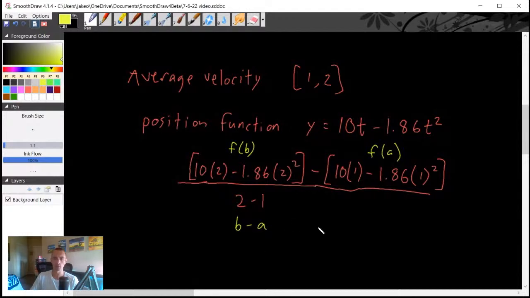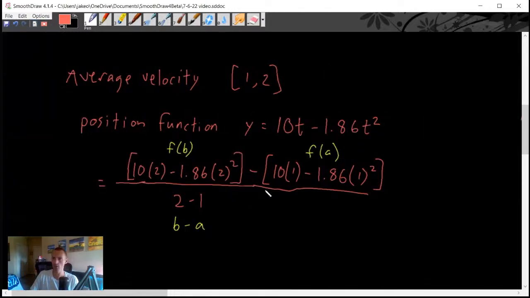Okay. So then you would just have to plug this into a calculator. I'm not going to solve this step by step. You could technically calculate this all out on your own, but it's kind of long to do that. But if we were to plug that into a calculator, the average velocity from 1 to 2 would be 4.42.